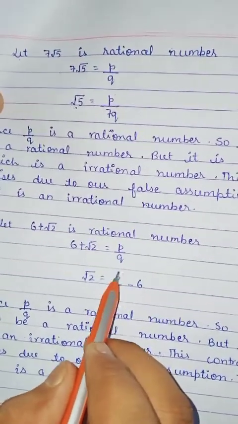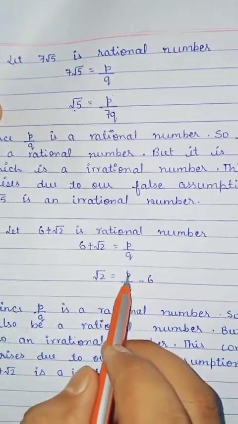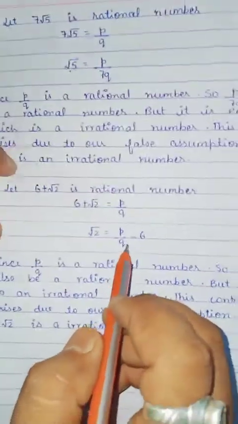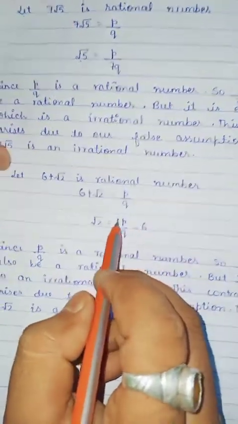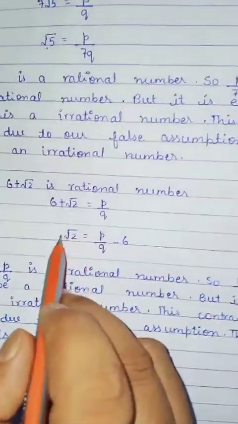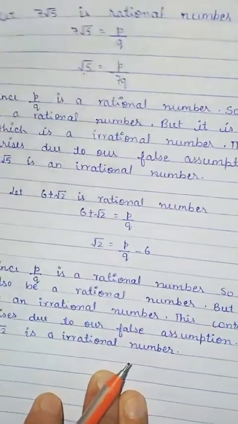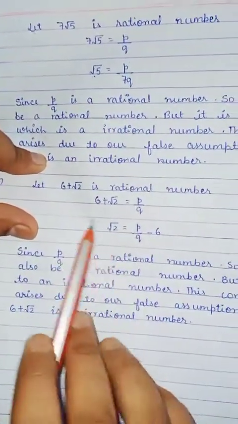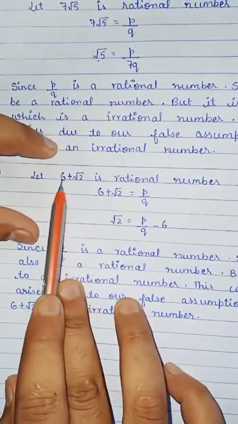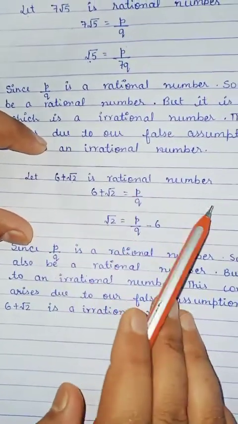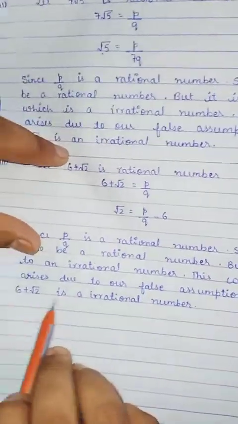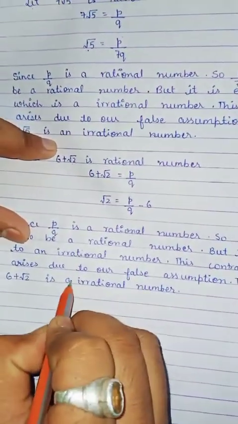Hence again, p upon q is a rational number, so p upon q minus 6 will also be a rational number. But it is equal to an irrational number, square root 2, and this cannot happen. This is a contradiction. So this contradiction arises due to our false assumption. And what was our false assumption? It was that 6 plus root 2 is a rational number. Therefore 6 plus root 2 is an irrational number.